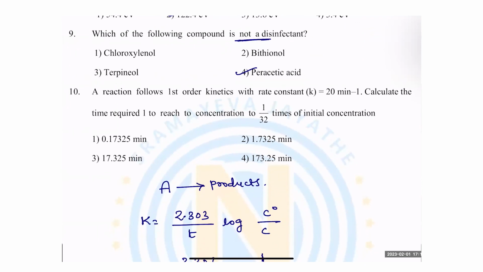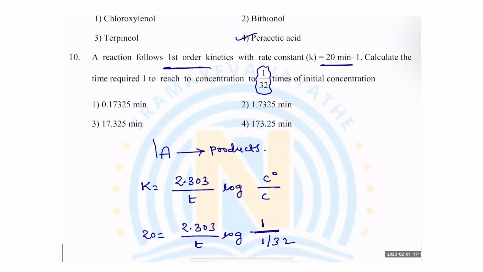A reaction follows first order kinetics. The rate constant is 20 minute inverse. Calculate the time required to reach a reactant concentration of 1 by 32 times the initial concentration. Initial concentration is 1, final concentration is 1 by 32. The stoichiometric representation is not given, and the rate constant depends on it, so we can take the stoichiometric coefficient as 1.